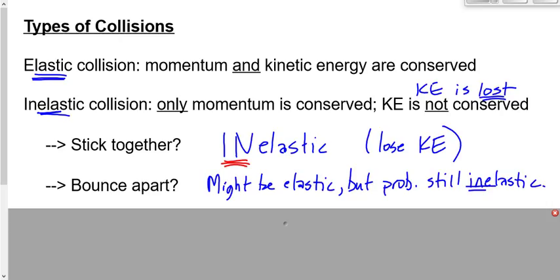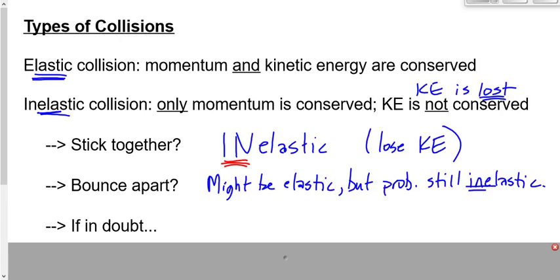We know that kinetic energy will be lost. If they bounce apart, it's probably still inelastic. We probably still lost kinetic energy. But how do we know for sure? Well, we calculate the kinetic energy before and after. Simple as that. We don't have to do that if they stick together because we know that kinetic energy will be lost. But if they bounce apart, then we've got to do a little check. We calculate the kinetic energy before, we calculate the kinetic energy after, and then we compare the two. Because sticking together, it's inelastic. Because bouncing apart, it's probably inelastic.